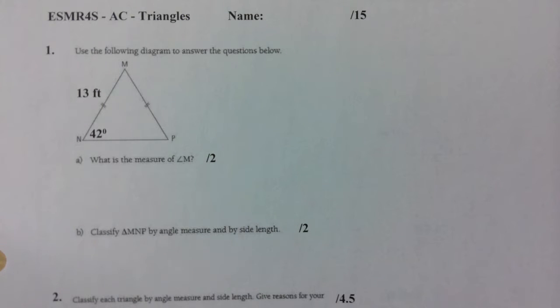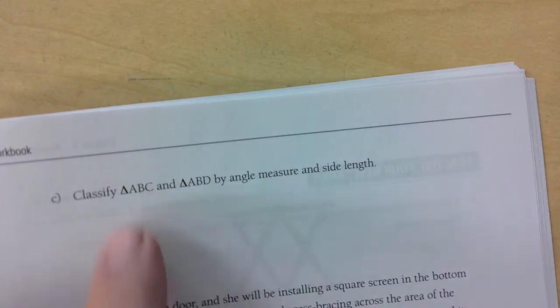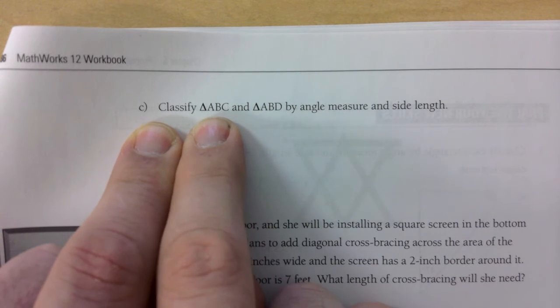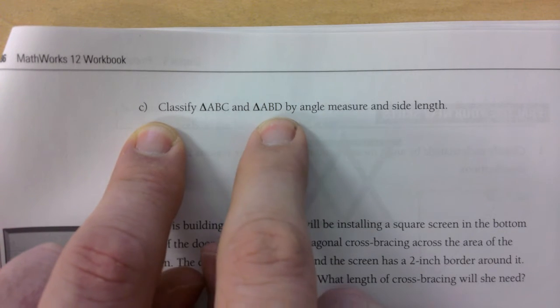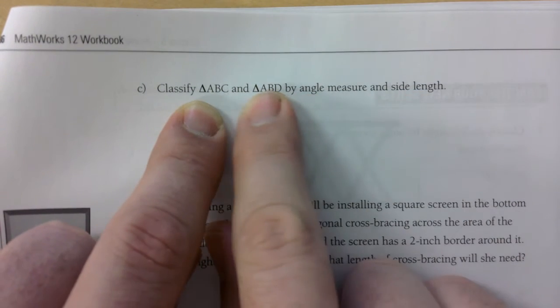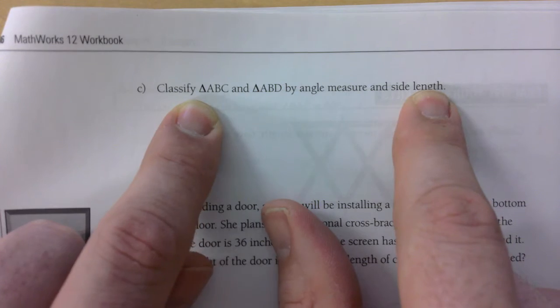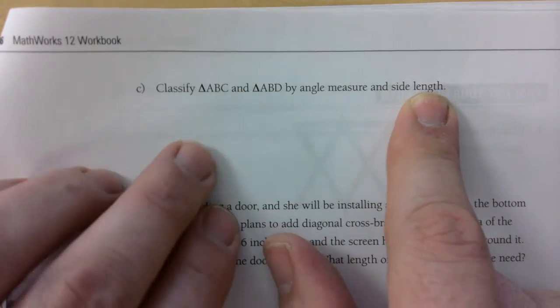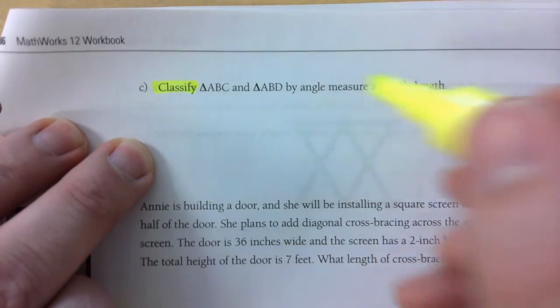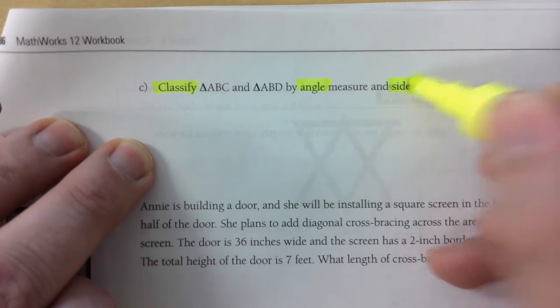Okay, Jarrell. Sorry, I just saw the question on the back side. Can you please go back to the booklet? I never did this part. I don't know why they don't have it on the previous page, but it says classify ABC and ABD by angle measure and side length, because that's what I'm going to ask you to do. Okay, how can you classify them by angle measure? Classify by angle and by side. Okay.